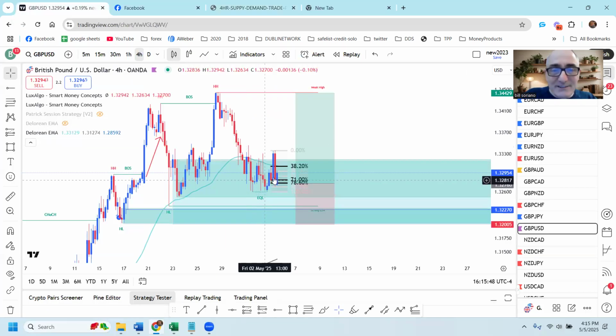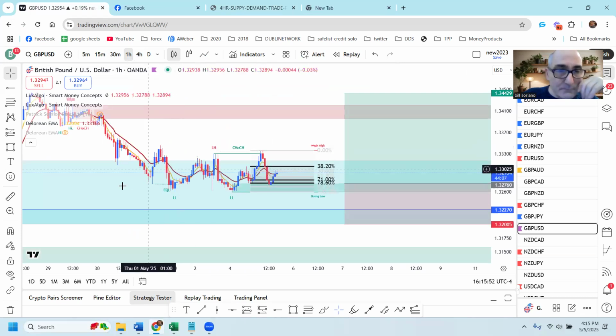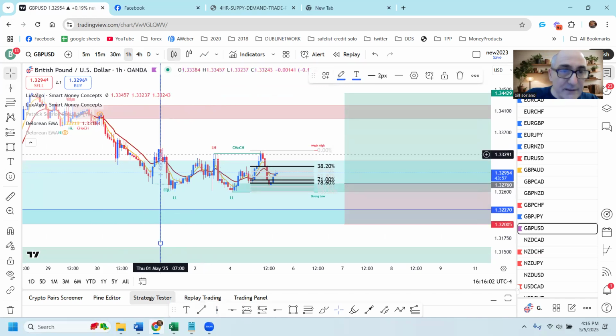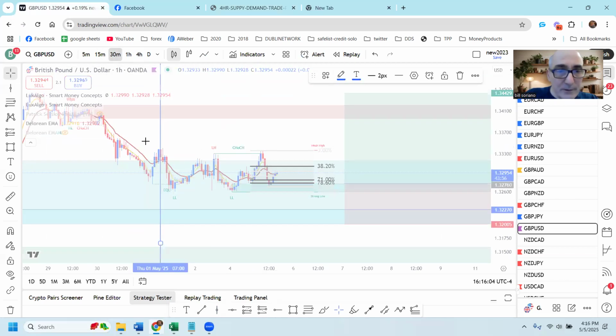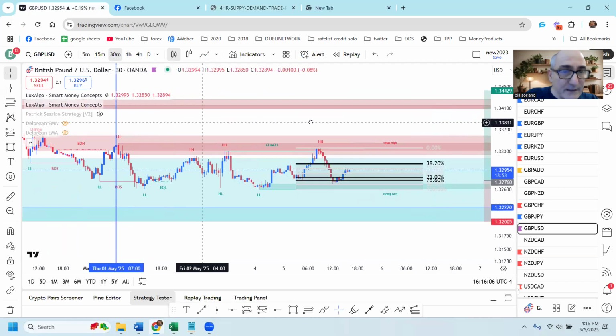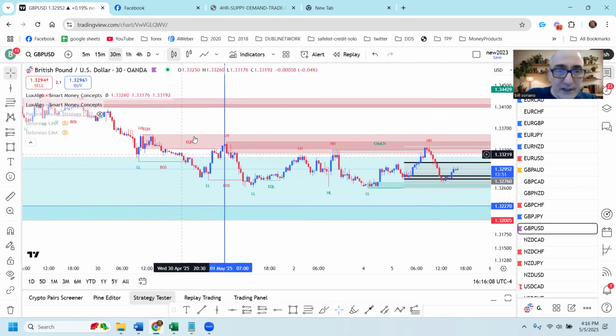So as price comes down in here, then we drop down to the 1 hour and we wait for that buy shift, right? So we got a couple of them. We got one here, but then there was no change of character on the 30-minute, right? And I could just kind of plot these out for you just so you could see. We get one right here. When we drop down to the 30-minute, there's no change of character, right?